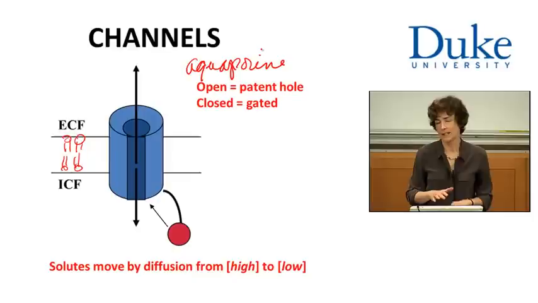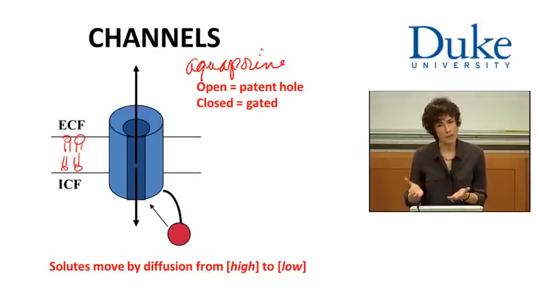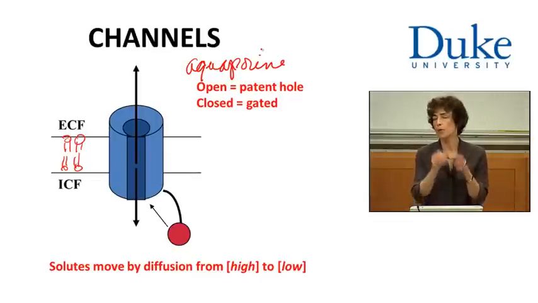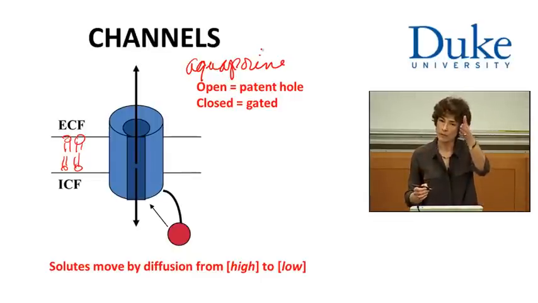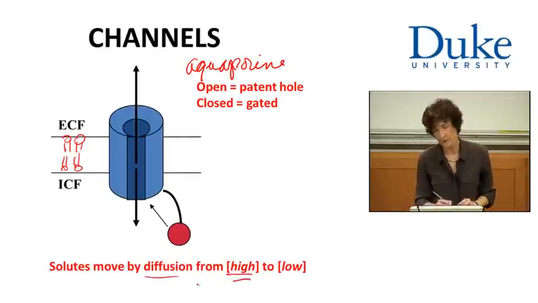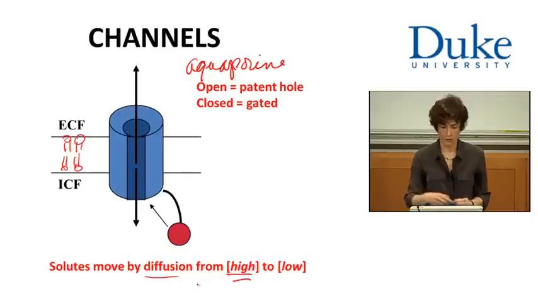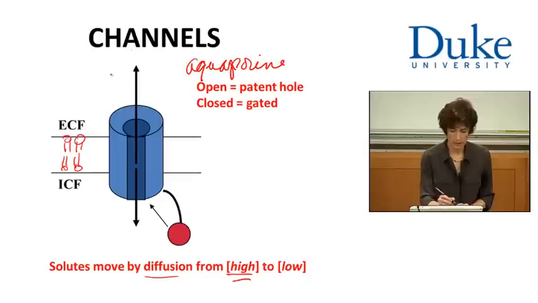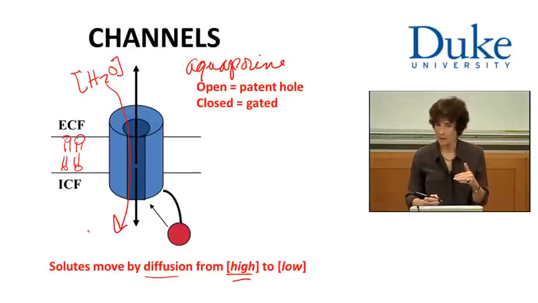But under some circumstances, we have channels where the pore is gated. That is, it's closed, and there's a regulated opening of the pore. And this regulated opening of the pore is called gating. In both cases, when the pore is open, the movement of the particle across the channel will be by diffusion. And we will be moving from high concentration to low concentration. So in the case of the aquaporin, we could have water, which is higher in concentration in the ECF, and the water then will move to the ICF at a very rapid rate.